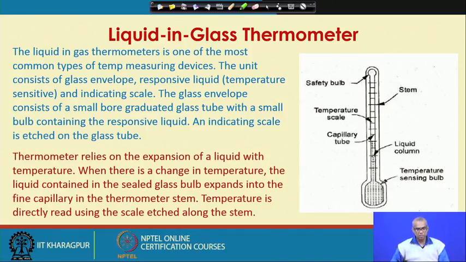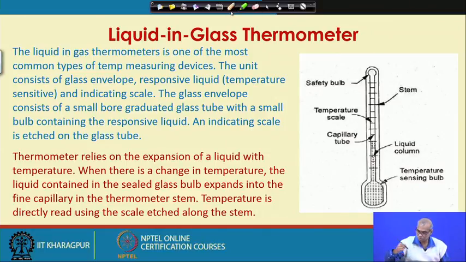The thermometer relies on the expansion of a liquid with temperature. When there is a change in temperature, the liquid contained in the sealed glass tube, glass bulb expands into the fine capillary in the thermometer stem. Temperature is then directly read using the scale etched along the stem.